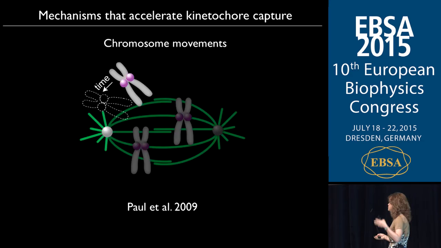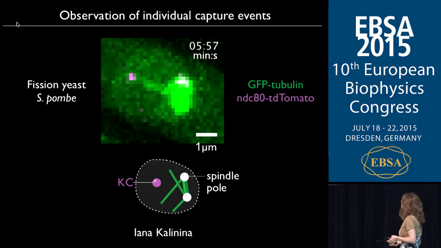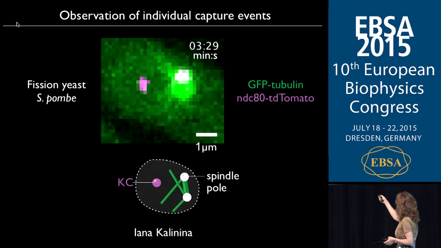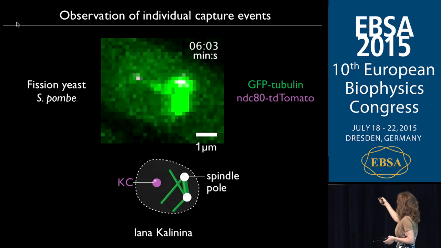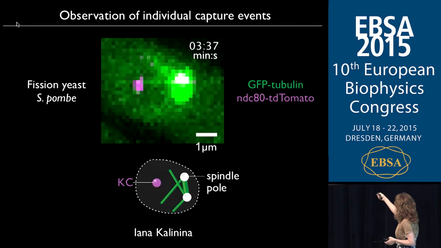And this is how a typical experiment looks. Here we have a yeast cell. The cell is somewhere here. The nucleus is here. And this scheme corresponds to the first image of the movie. Microtubules are labeled in green and kinetochores in pink. So what you see here is, first of all, the spindle is here on the right side.